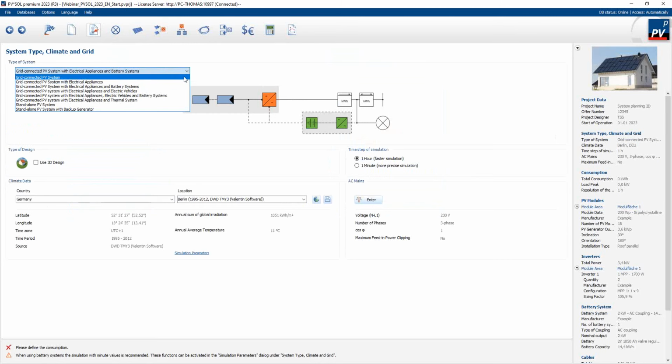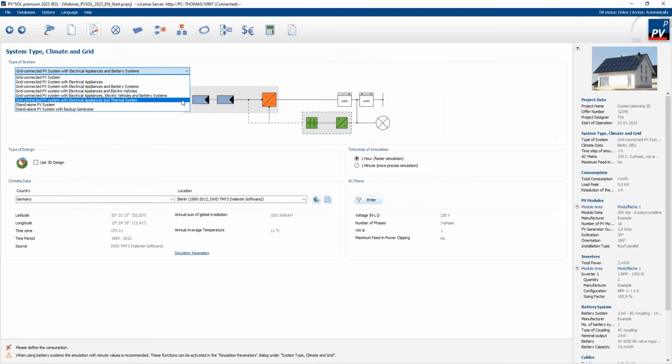You can have a grid-connected system with full feed-in, where you normally will be paid for. Then there's a second option, grid-connected system with electrical appliances. That means that you try to use as much PV generator power as possible, and only the surplus will be fed into the grid. And of course, you can increase your own use by using a battery system, an electric vehicle, or a combination of both electric vehicle and battery system.